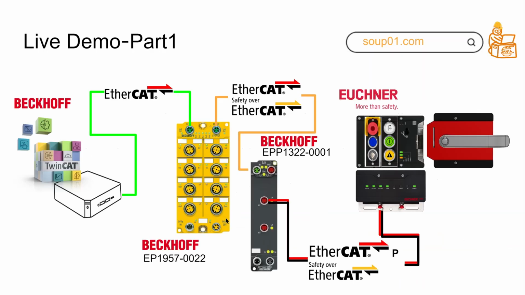And finally, I have 3 demos to show you after these explanations. The first one uses the EP1957-0022, an IP67 EtherCAT Box FSoE master, and then I have an EPP1322-0001, an EtherCAT P junction box, and then you have FSoE and EtherCAT P communication to an Ohnaka door lock that supports EtherCAT P and FSoE.